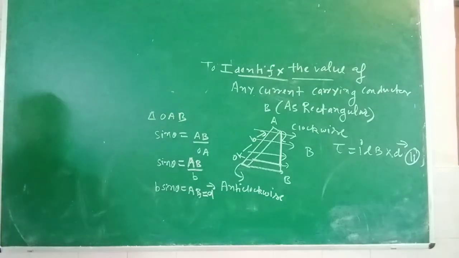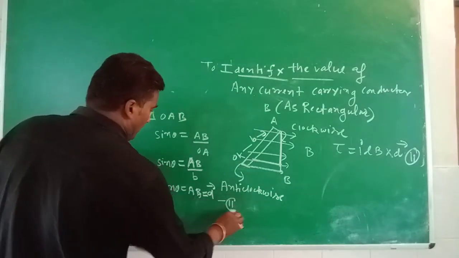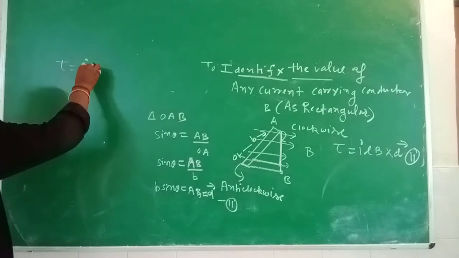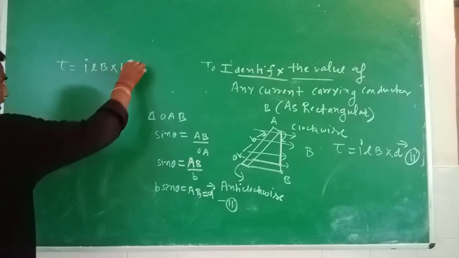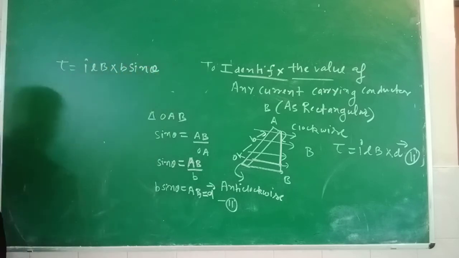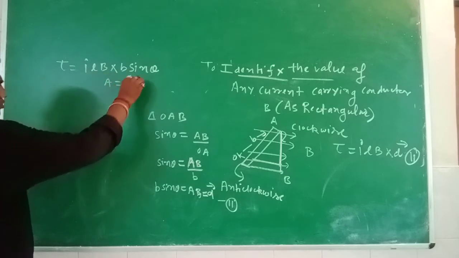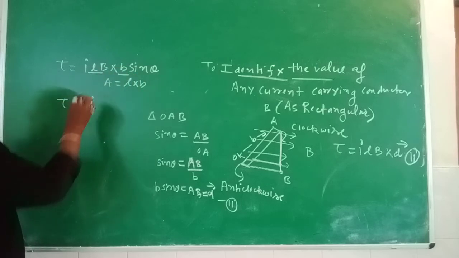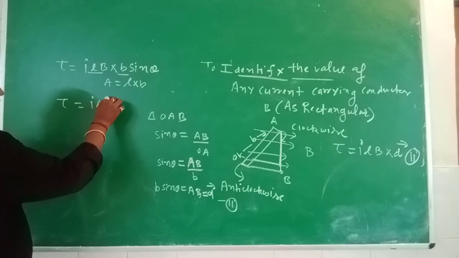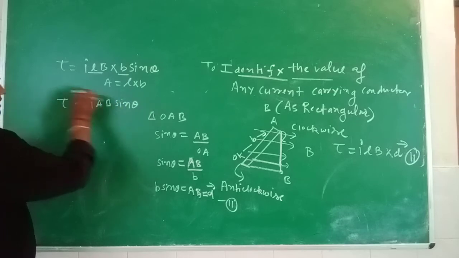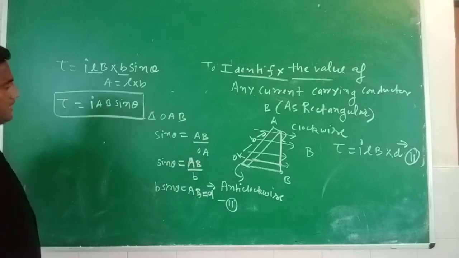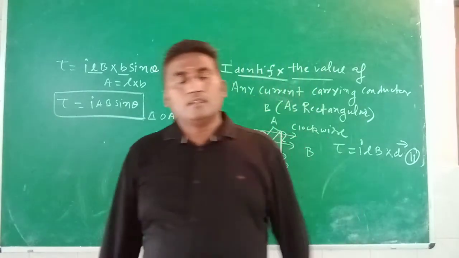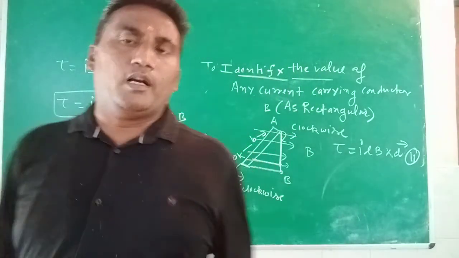We put the value of D from equation 2 into equation 1. Tau is equal to I L B into B sin theta. We know that area is equal to length into breadth. Therefore, L into B will be changed into capital A, so tau is equal to I A B sin theta. That is the mathematical relation for the rectangular loop when any current carrying conductor is placed in the magnetic field.